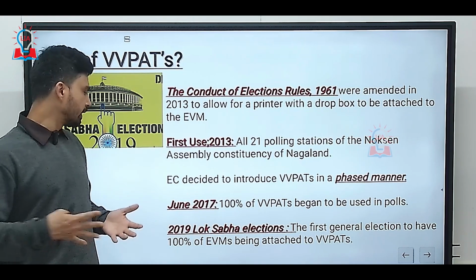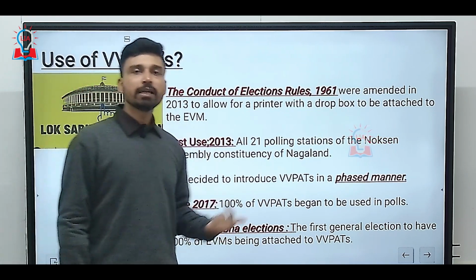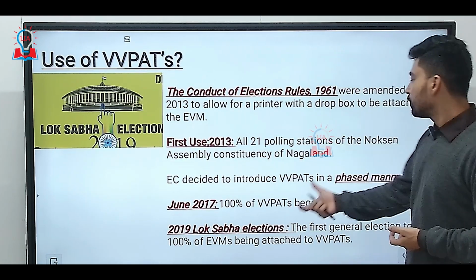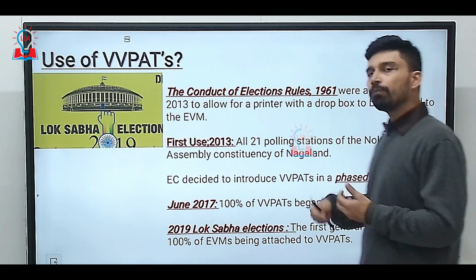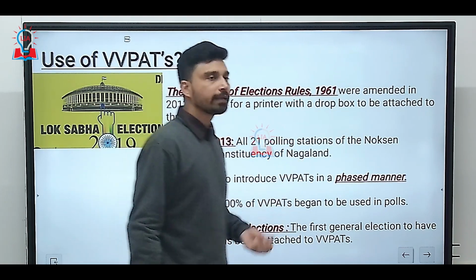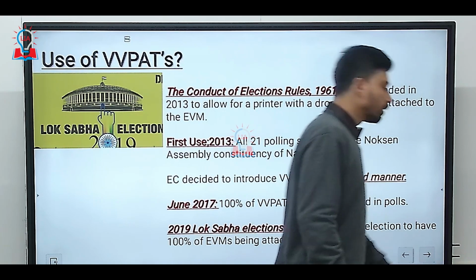100% of VVPATs began to be used in the polls all across India. And if we talk about the Lok Sabha elections, 2 years later, in 2019, we have the last Lok Sabha elections. It was during this Lok Sabha election that it became the first general election to have 100% of EVMs attached to the voter verified paper audit trail, or VVPAT.